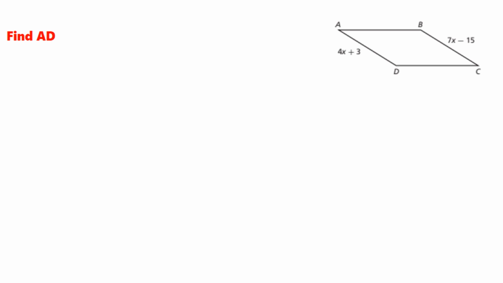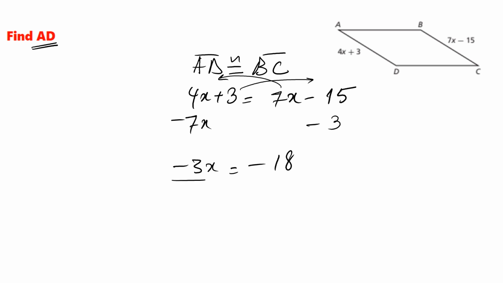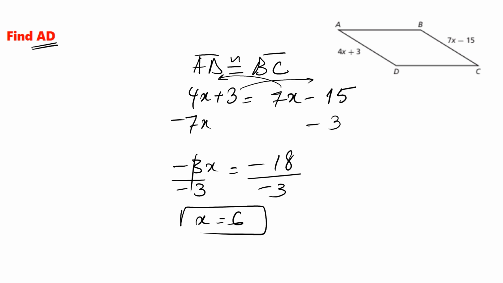Next question, find AD. Here the two sides AD and BC are congruent. The opposite sides are congruent to each other. So AD is 4x plus 3 and BC is 7x minus 15. Bring the 7x to the other side, gives you negative 7x. Bring plus 3 to the other side, gives you negative 3. So 4 minus 7 is negative 3x. Minus 15 minus 3 gives you negative 18. Divide both sides by negative 3. You will get x equals 6.